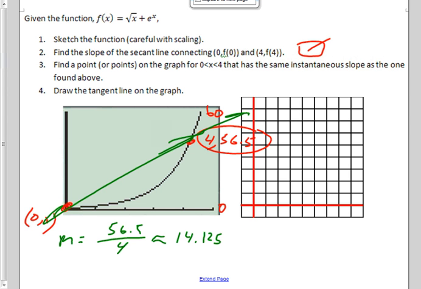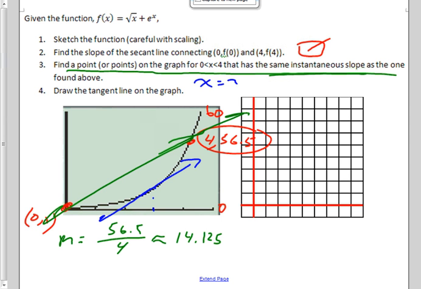Then it says find a point or points on the graph that has the same instantaneous slope. Again, if it has the same instantaneous slope, we're talking about a point whose tangent line is going to be parallel to the secant line. So where is that happening? That's happening roughly at x equals 3. So I drew the tangent line.